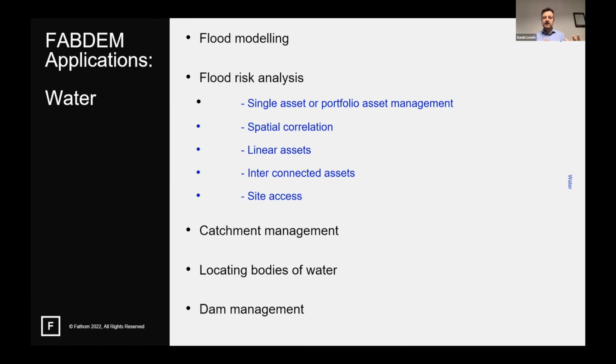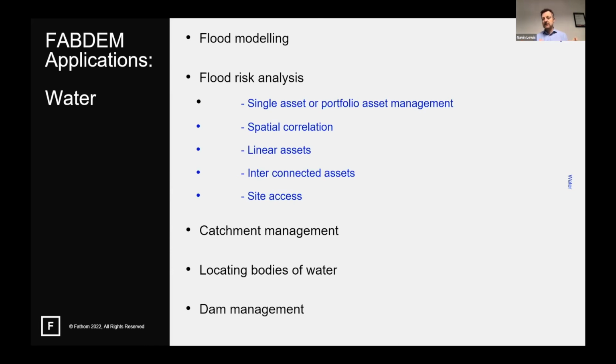And then once you've created that model, it's using the flood models, ideally Fathom models, of course, in tandem with the terrain data to look at things like assessing single site analysis, or actually looking at a portfolio of assets. It could be in one country, it could be one region, it could be globally, to assess those assets in relation to flooding and terrain. It's also looking at spatial correlation. If you have a number of assets that are connected or fairly close together, they could be in the same river basin, they could be in the same river catchment.